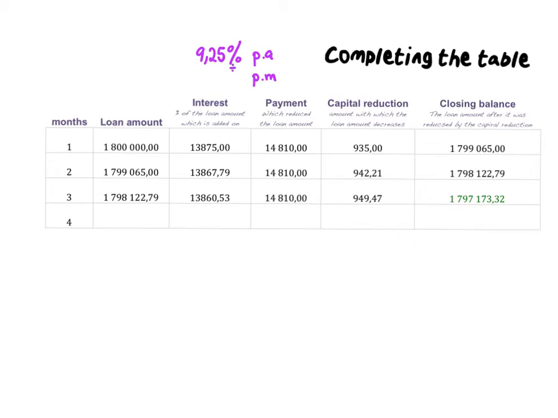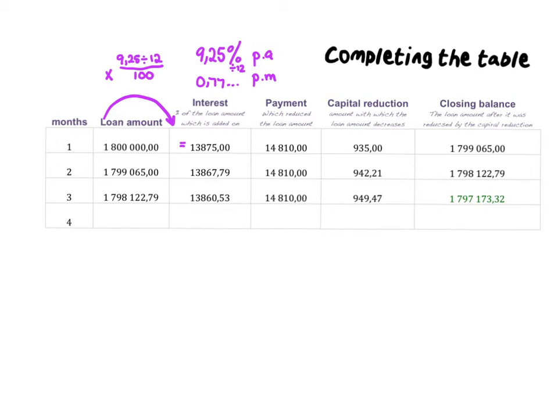When I divide 9.25 by 12, I get a value of 0.77083333. So normally the best way and the most accurate way of working out what the interest amount is, is to not work with this rounded off answer, but rather multiply by 9.25 divided by 12 over 100. And remember, it's over 100 because it is a percentage. And if you type this in your calculator, you will indeed get 13,875.